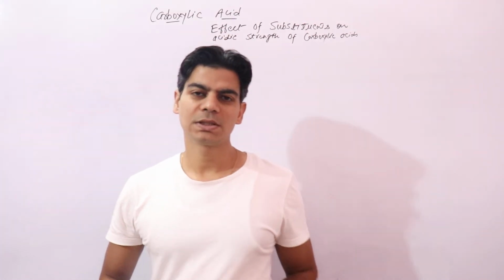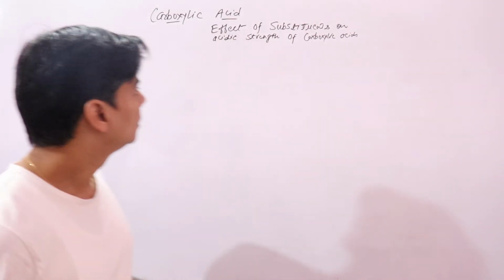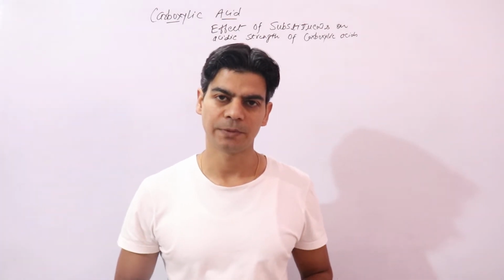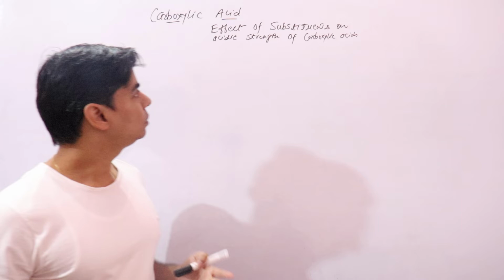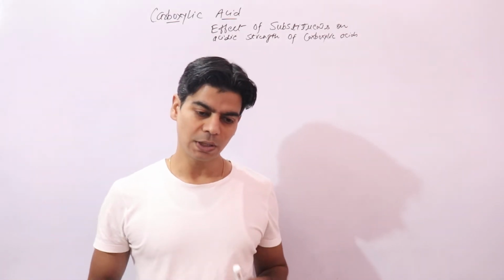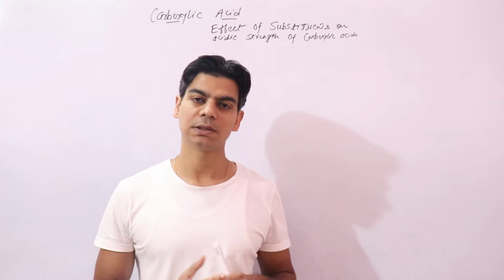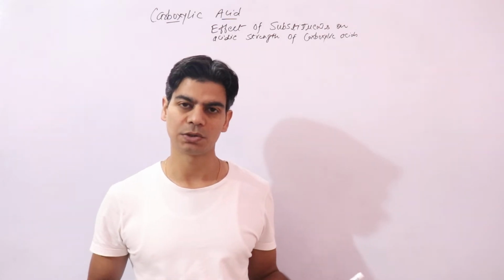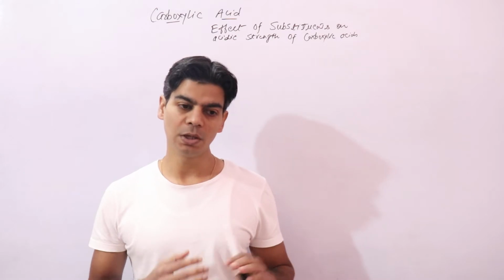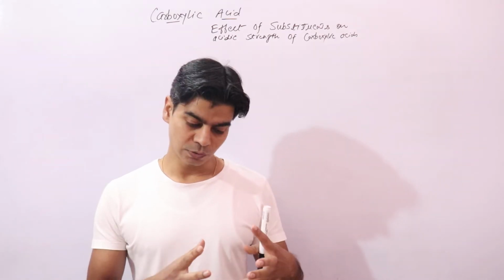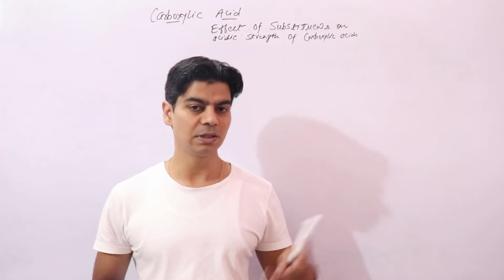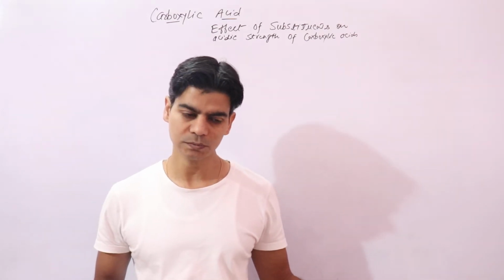Hi. Now in today's class we will go through the effect of substituents on the acidic strength of carboxylic acids, right? Now when we talk about acidic strength, from the very basic definition of acids, we know that acids are those substances that release hydrogen ions in solution, right? The more hydrogen ions you have in solution from a compound, the more acidic it is, right? So when we say more hydrogen ions, that means that compound can easily release hydrogen ions, right?